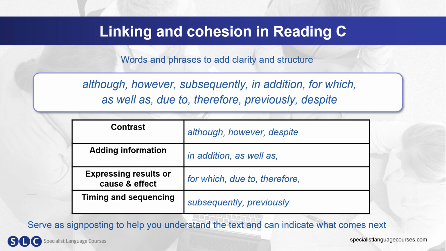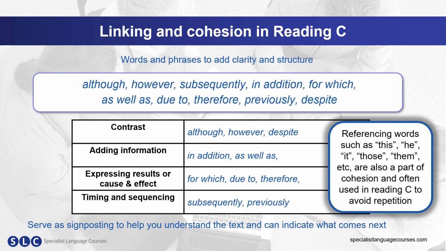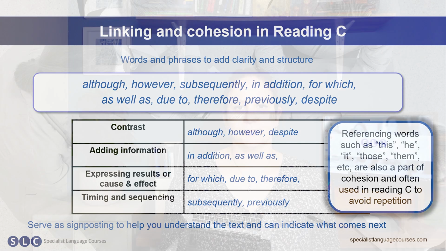As well as adding structure, these phrases also serve as signposting to help you understand the text and indicate what comes next. Referencing words such as this, he, it, those, them, etc. are also part of cohesion and often used in Reading C to avoid repetition.